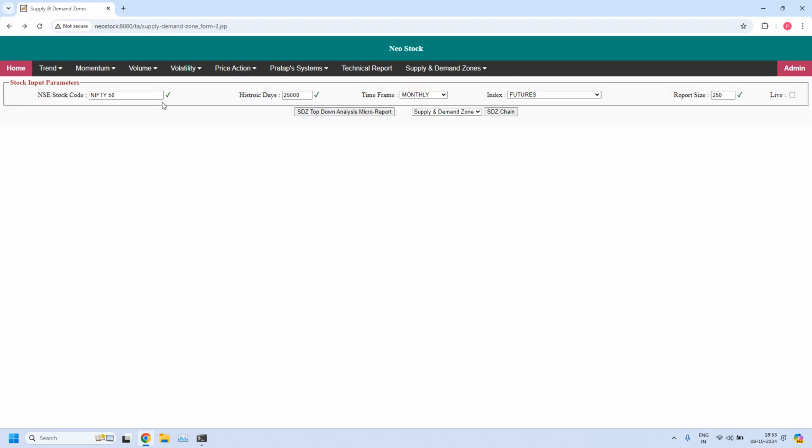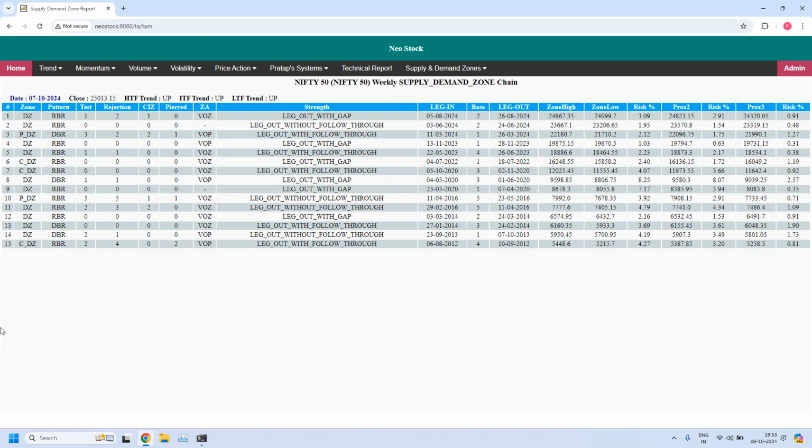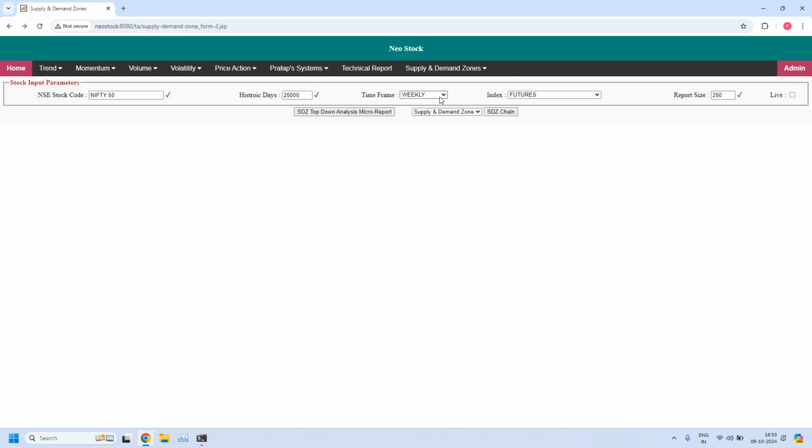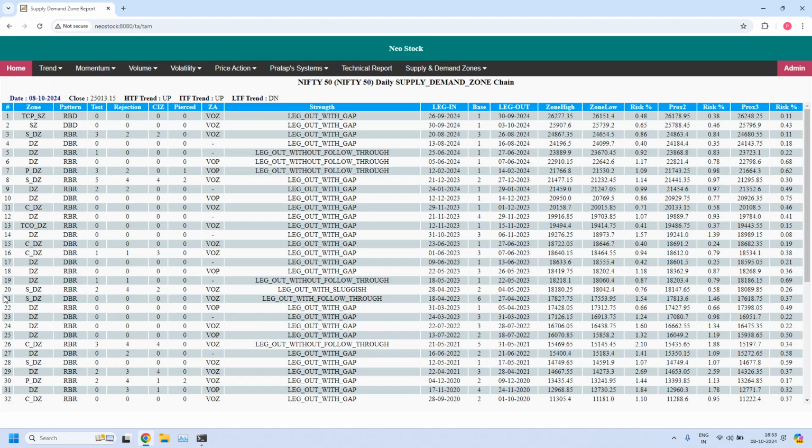Okay, I'm going back. Changing the time frame to weekly. I'm generating weekly supply demand zone chain for NIFTY. Okay, the next time frame is daily. I'm generating daily supply demand zone chain for NIFTY.